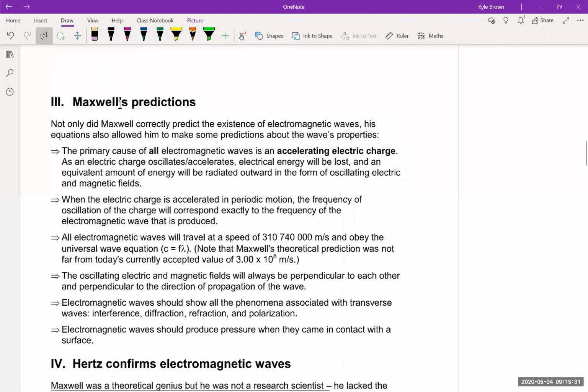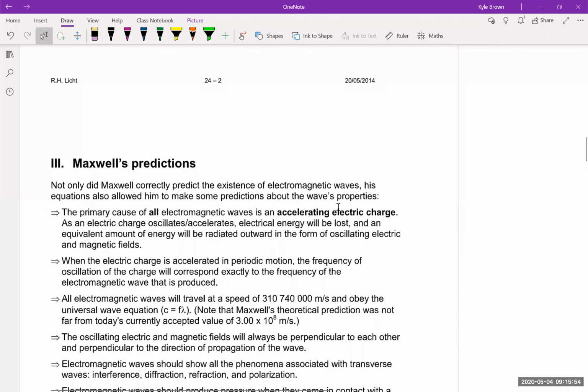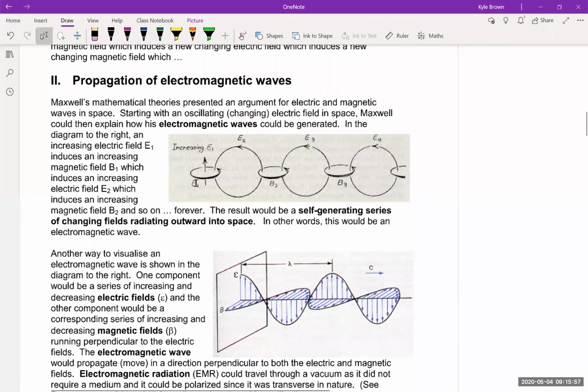Yeah, okay, so Maxwell's prediction. Here was his theory, right? He came up with this idea, and he was predicting that the primary cause of all electromagnetic waves is an accelerating electric charge. This is going to become a lot more important, especially when we get into quantum mechanics and nuclear physics a little bit later. What I'm talking about there, the accelerating electric charge, he's talking about this part right here.